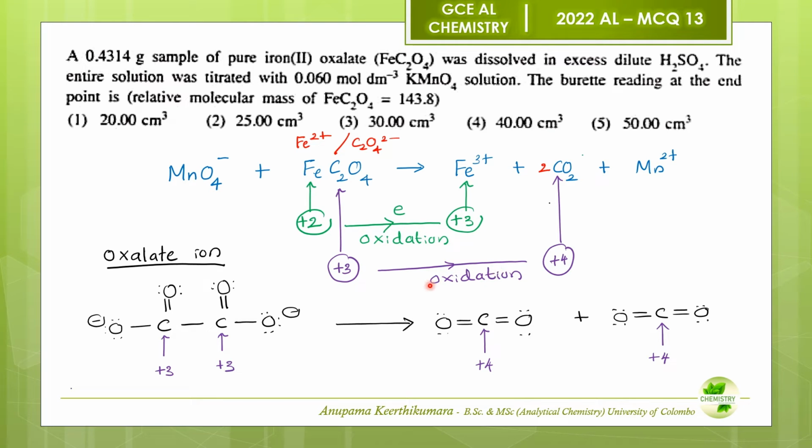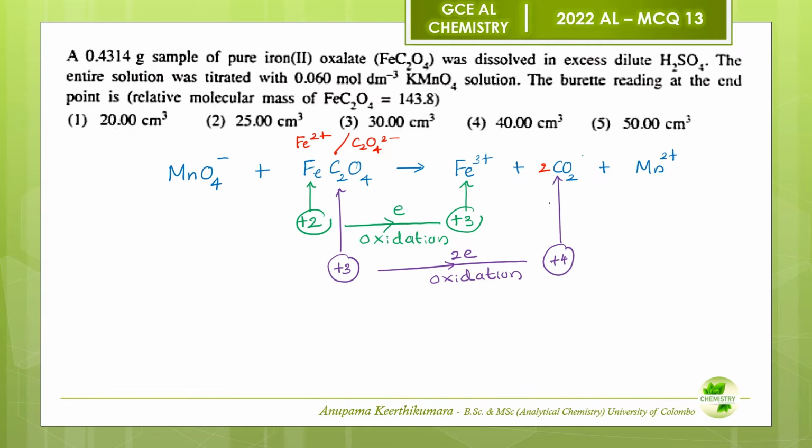But in this reaction, 2 carbon atoms are involved. Therefore, the total number of electrons involved in this process is 2 electrons. That is 1 electron per each carbon atom. Adding the one electron from iron, the total number of electrons involved in this oxidation process is 3 electrons.